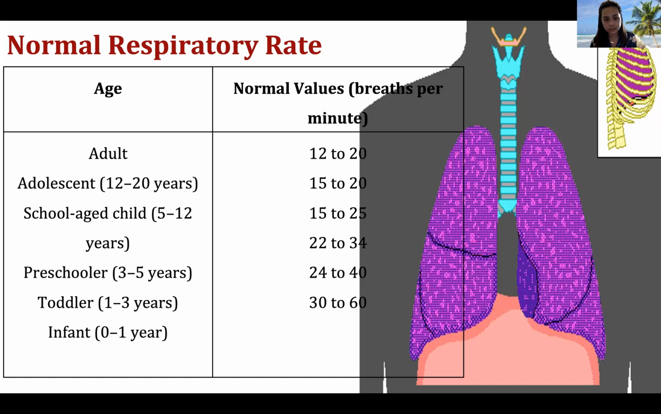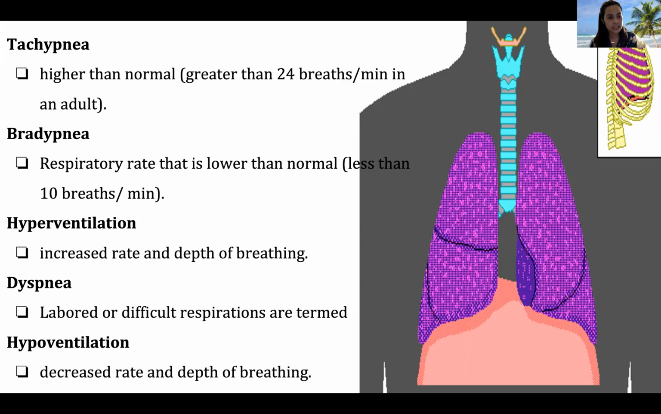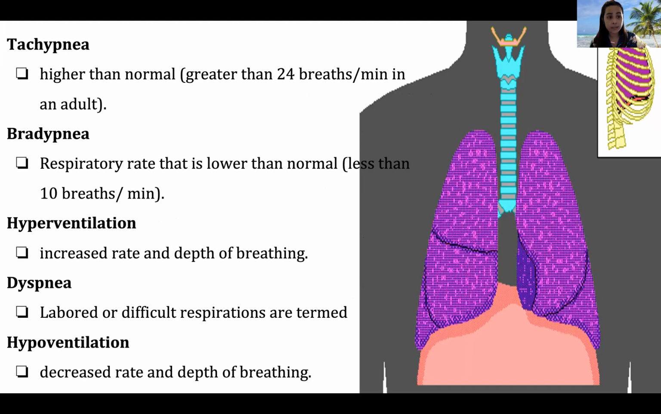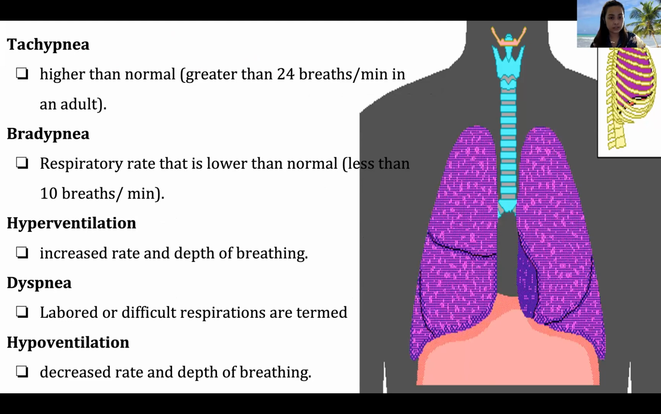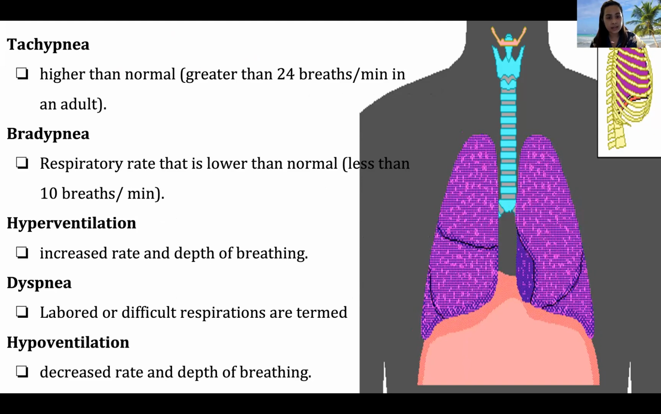It's vice versa. So what do you mean by tachypnea? Tachy means rapid or high. So it will be higher than normal, greater than 24 breaths per minute in an adult.